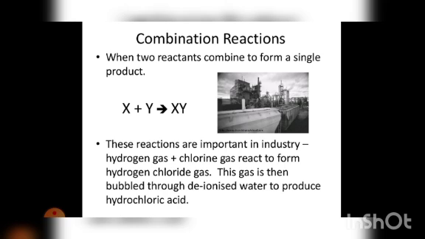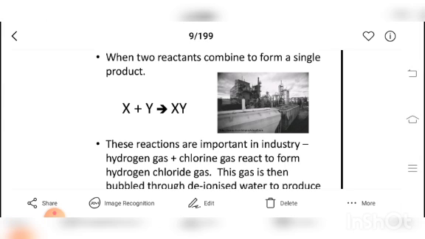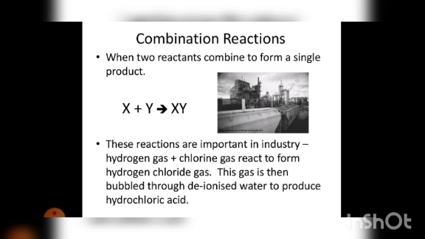So combination reaction is nothing but when two reactants combine together to give a single product. You can see here X plus Y gives rise to XY. You can write it as A plus B gives rise to AB. Two or more reactants combine to give a single product. The product should be single. Then it is called a combination reaction. It is simple combination, combining of multiple reactants to give a single product is known as a combination reaction.